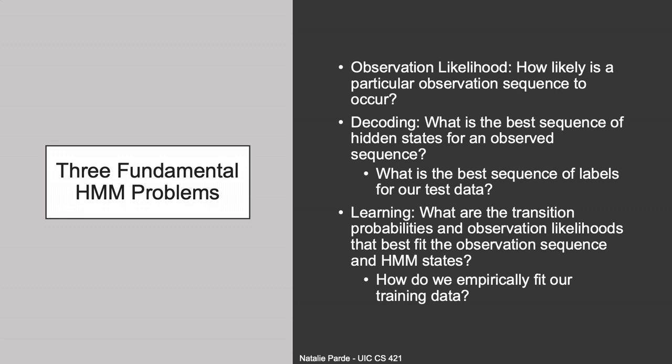There are 3 fundamental problems that can be solved using HMMs, and there are different algorithms for tackling all of them. The first problem is determining how likely a given observation sequence is to occur. The second is determining the best sequence of hidden states for a given sequence. And the third is determining the transition probabilities and observation likelihoods that best fit the observation sequence and HMM states. We'll discuss those problems in more detail in the remainder of this module before turning our attention to language modeling.